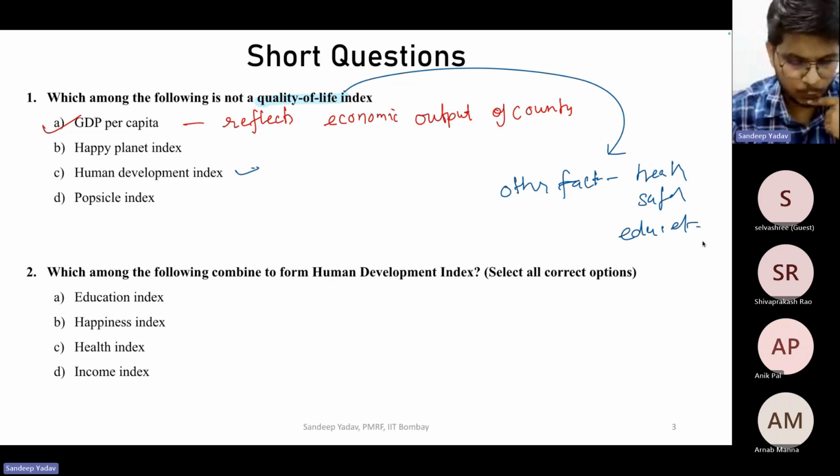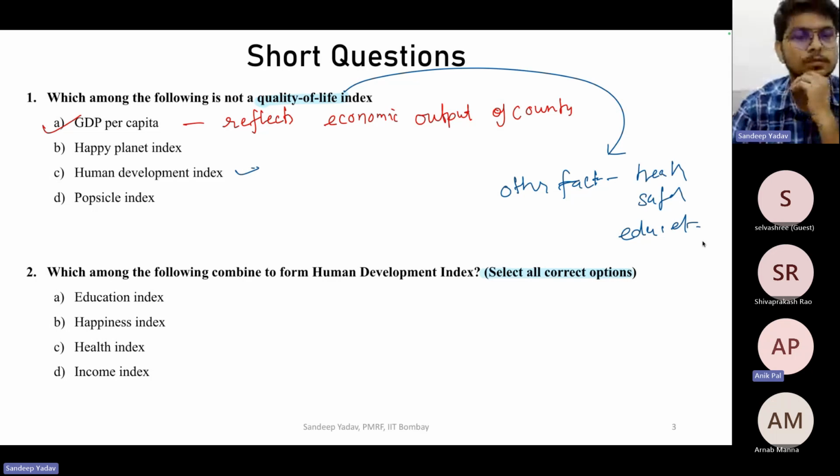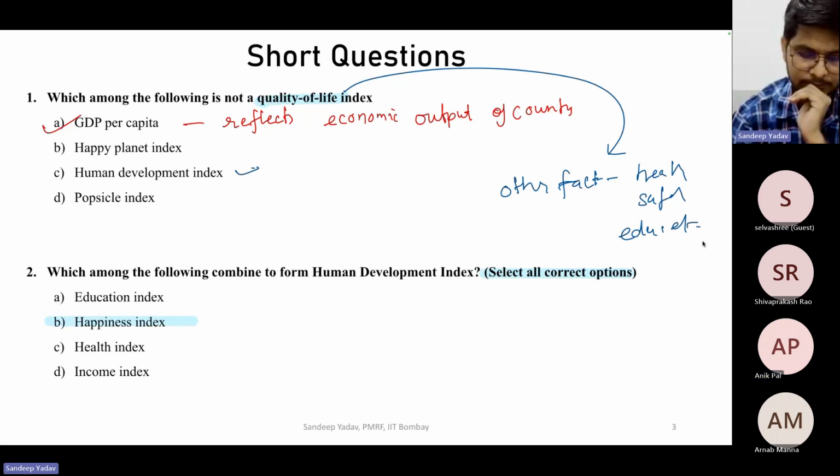Now, which among the following combine to form the Human Development Index? That's very easy, I think all of you must be able to answer this. Education index, happiness index, health index, income index. It's a multiple choice question, so you have to select more than one option. Just answer quickly.